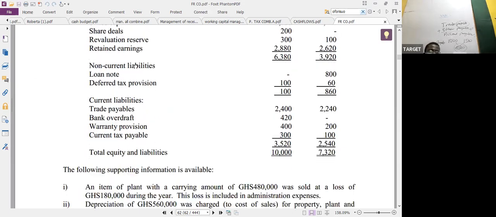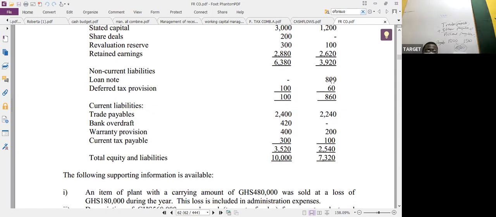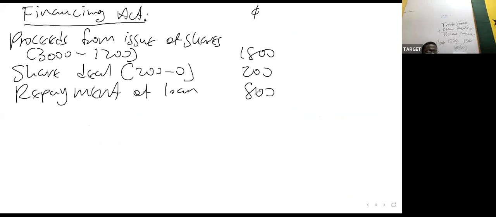Let me go to the non-current liability. What's the loan? Loan note. Open balance is 800. That's decreased to what? 0. So that means they paid all the loan. So tell the examiner repayment of what? Loan. They have paid all the loan because it was 800, now it is 0. So write repayment of loan, 800. It should be negative. Why? Because we are paying.